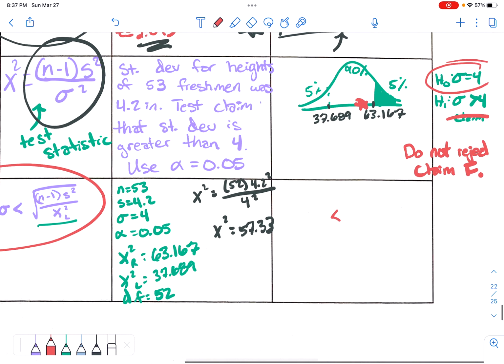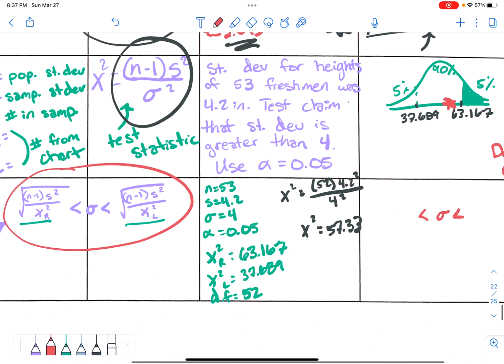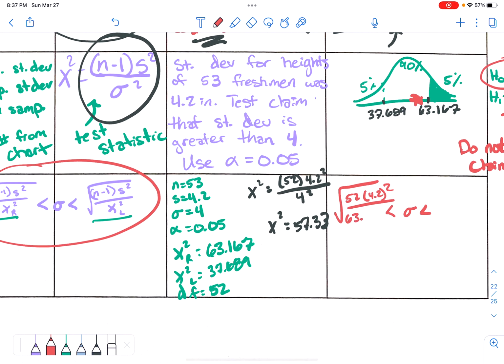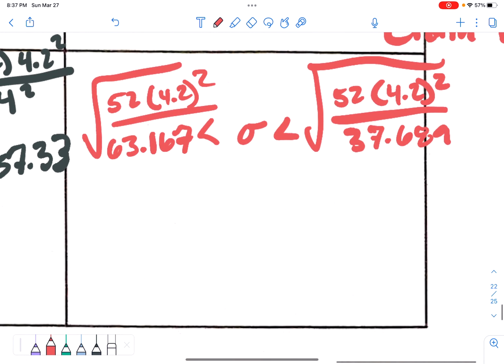So my sigma is going to live in between those two things. I've got the square root, n minus 1 is 52, s squared is 4.2 squared, and we're doing over 37.689 because we crisscross these. No, wrong. I said to crisscross and then I didn't. 63.167. And then on this side, 52, 4.2 squared over 37.689. Okay, sigma lives between those things.